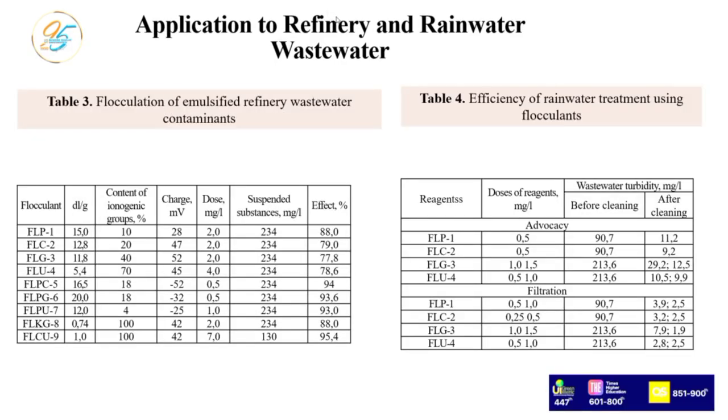In rainwater purification, cationic flocculants such as FLKJ8 were compared with FLC2. FLKJ8 proved more effective due to its higher viscosity, especially when combined with filtration. Both turbidity and COD levels were significantly reduced, demonstrating strong treatment potential. However, further details are better understood from a more in-depth comparison, which I will show in the next slide.